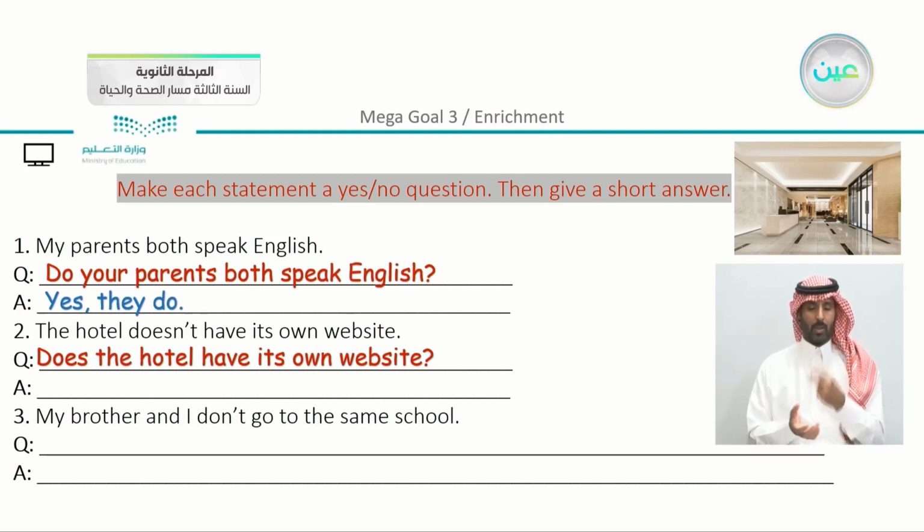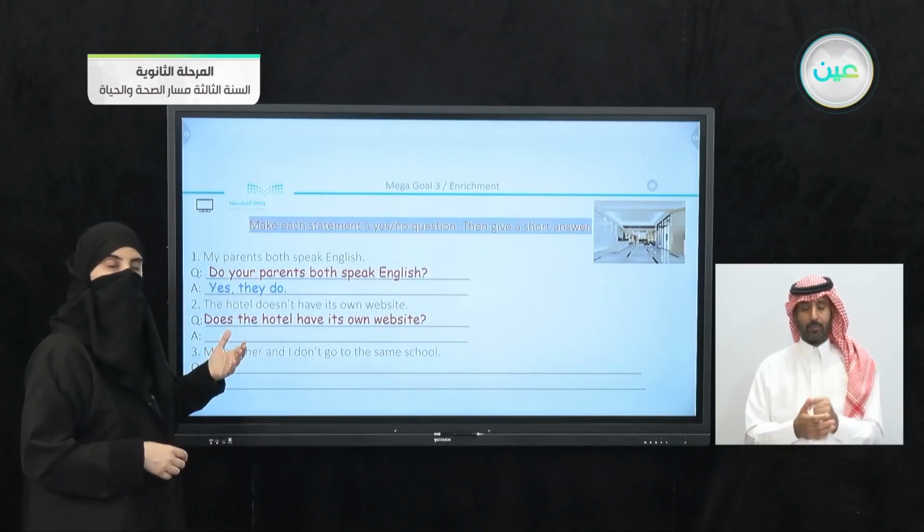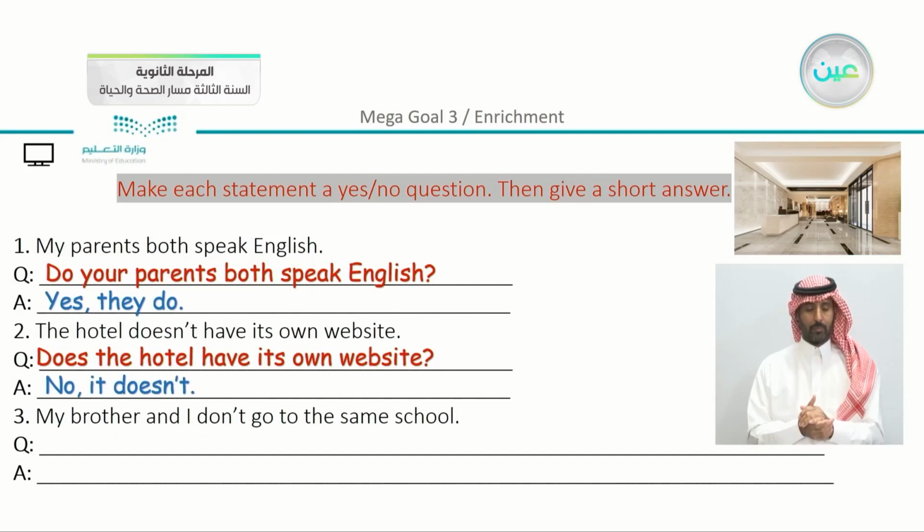And the second sentence we have here, this hotel doesn't have its own website. It changes into, does the hotel have its own website? And of course, we have doesn't as a helping verb that is mentioned, and here it is in negative. So here we can answer, no, it doesn't.